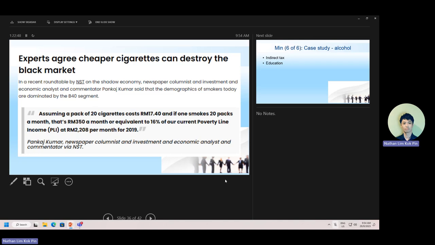Okay, now, a recent roundtable by NSC on the shadow economy, newspaper columnist, investment analyst, commentator say the demographics of smokers today are dominated by the B40 segment. So most people who smoke nowadays belong to the B40, right? Now, assuming a packet of 20 cigarettes costs 17.40, if one smoked 20 packets a month, not even one pack a day, that's 350 a month, equivalent to 16% of our current poverty line at 2,280 per month. You see, no? So because cigarette is so expensive, the legal one, people go and buy the illegal one. Right? So how do you solve the problem? Reduce from $17 maybe to $7. Right? So of course, maybe one pack they don't get so many sticks, they get fewer sticks, but basically the price for cigarette will be cheaper.